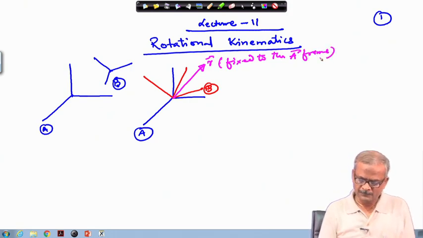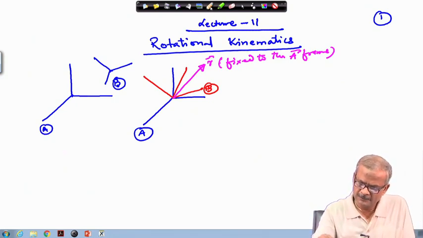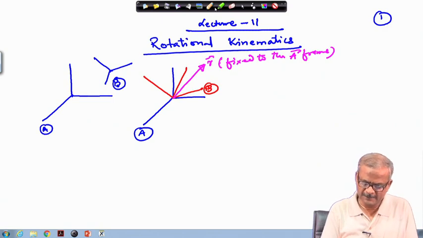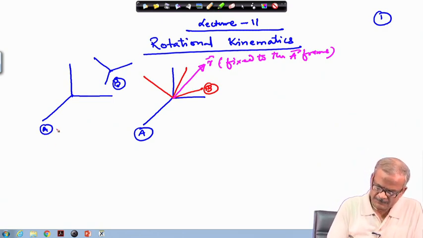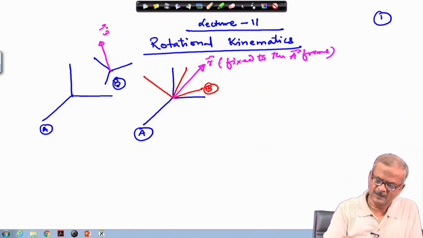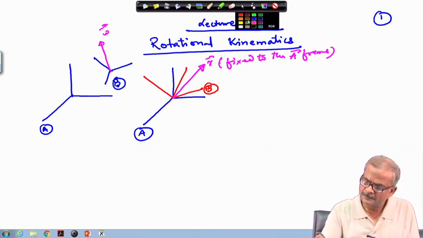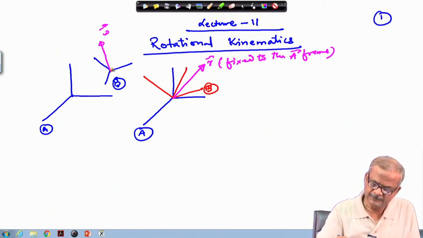Later on we will do the derivation. It is called the transport theorem in mechanics. Say we have these two frames and this frame is rotating at angular velocity omega. And let us suppose that there is a vector which is fixed in this frame.